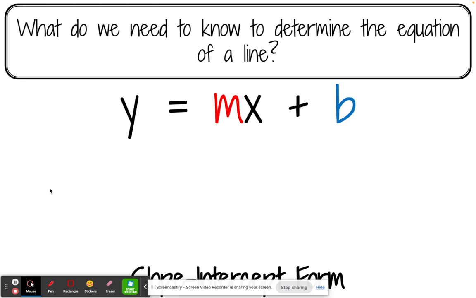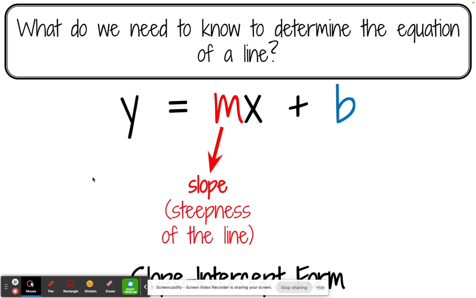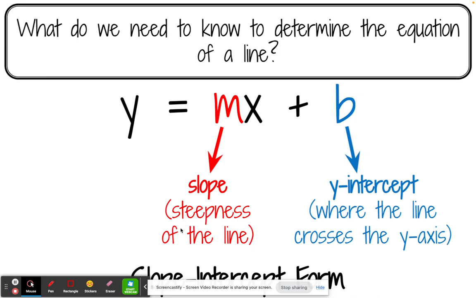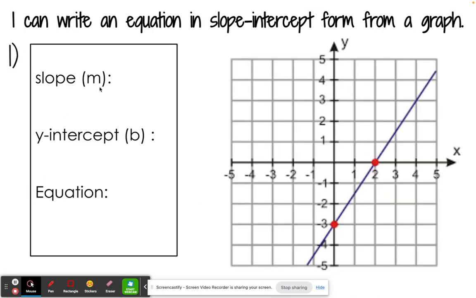So what do we need to determine the equation of a line? Well, we need to know our slope and our y-intercept. We have slope-intercept form. So let's take a look at this.